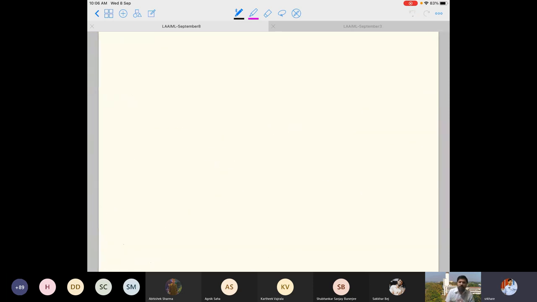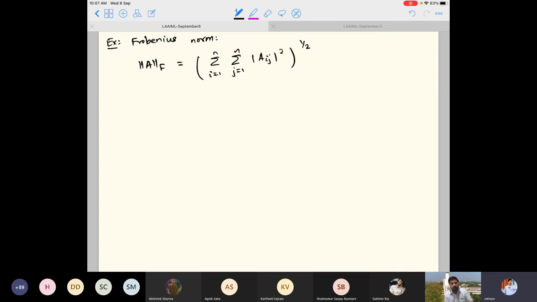So the simple examples of norms. The first example is the Frobenius norm. Okay, so this Frobenius norm, how do we define it? We define it to be norm of A, I denote it with a subscript F, equal to the summation i from 1 to n, summation j from 1 to n, mod a_ij squared, whole to the power half. So this is called the Frobenius norm. So this defines a norm.